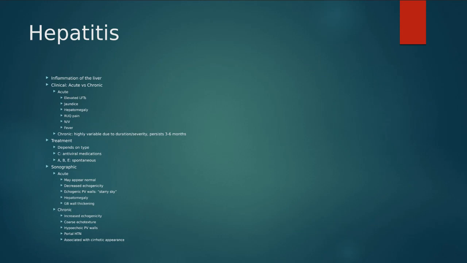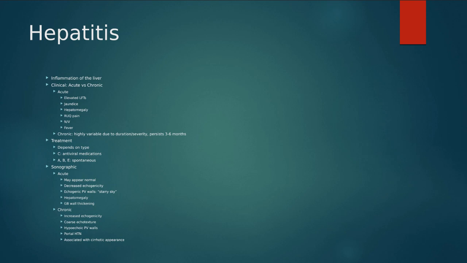On ultrasound, acute hepatitis is going to appear differently than chronic hepatitis. Acute, depending on how early it is, the liver itself may start to appear normal, and then we can kind of see a slight decrease in echogenicity. So the liver itself can start to appear a little bit more hypoechoic, and then we get these really hyperechoic portal vein walls, and that gives us what we call our starry sky appearance, and we have a good picture of that on our next slide. We also can start to see that slight hepatomegaly, and we can see some gallbladder wall thickening.